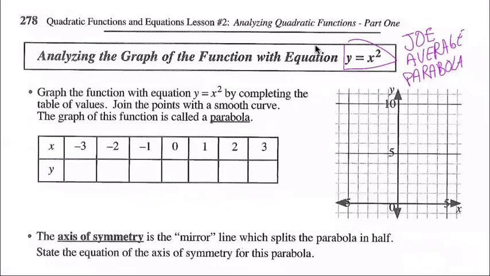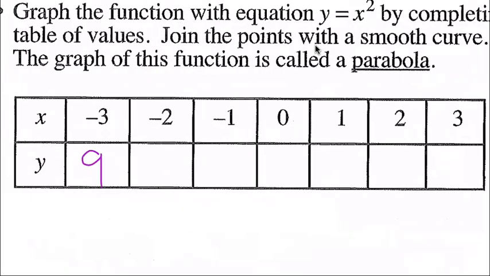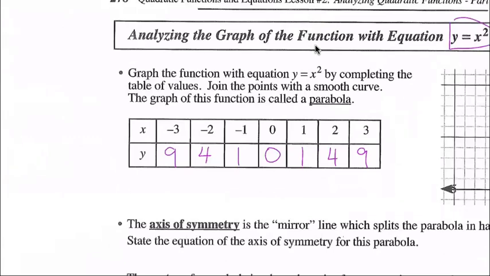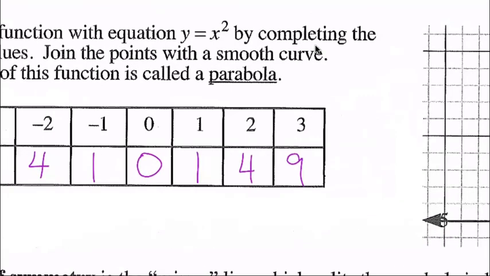So we need to have a decent understanding of how we graph this Joe average parabola. We're going to start with this table of values, and we're simply going to substitute each x value into this equation and square it. So -3 times -3 is +9, and we do that for the rest of the table. -2 times -2 is +4. -1 times -1 is 1, 0 times 0 is 0, 1 times 1 is 1, 2 times 2 is 4, 3 times 3 is 9. That's your Joe average parabola table. It might even be a good idea to remember what 4 would be, as well as -4.